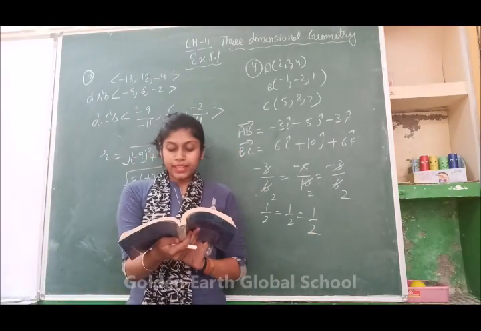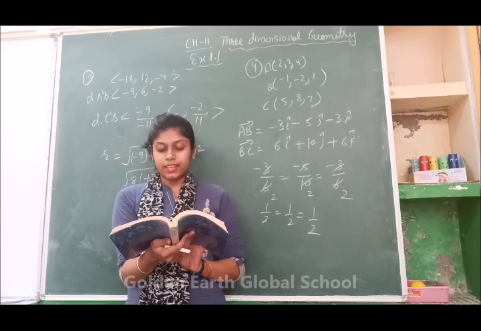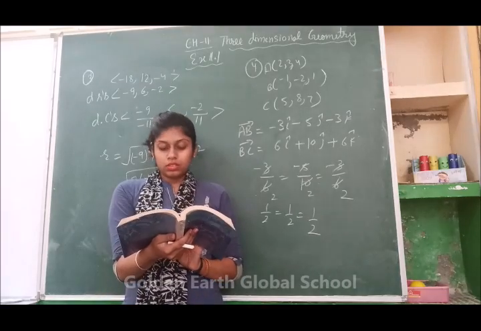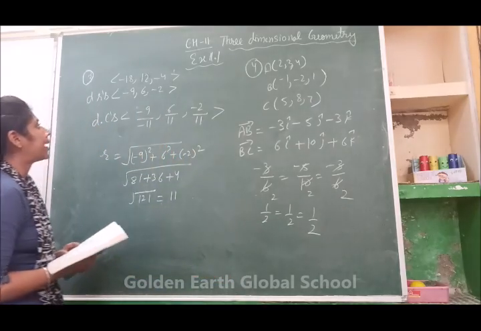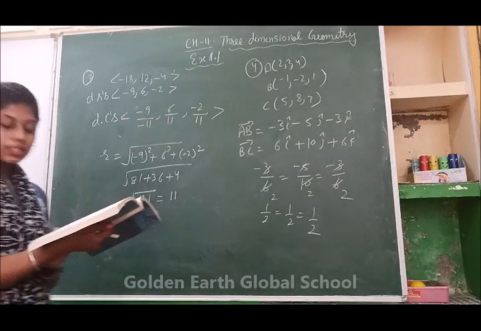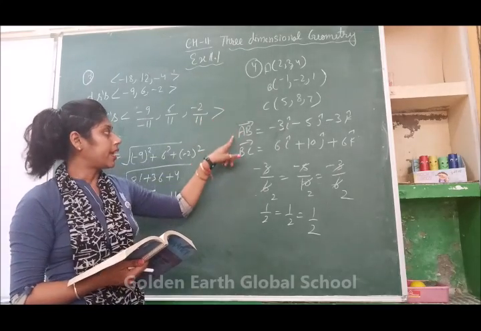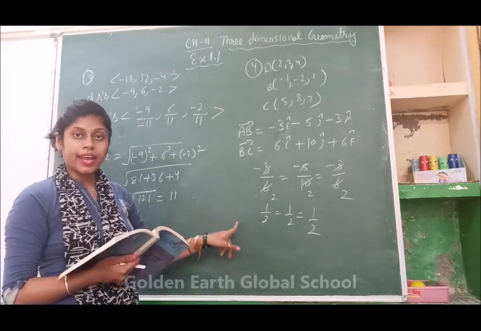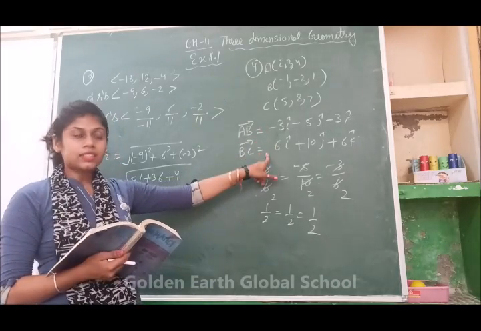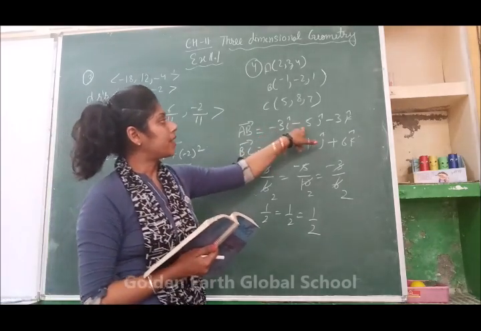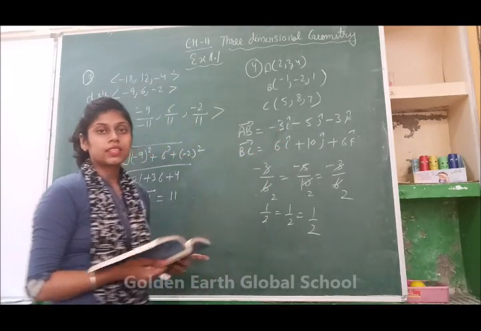Clear? Next, fifth: find the direction cosines of the sides of the triangle whose vertices are given. This question you have to do by yourself. You know how to find the direction cosines. Firstly make the sides using the given points A, B, C. Find AB, BC and AC. These are the three vectors, with components minus 3, minus 5, minus 3. Then you can find their direction cosines. Clear?